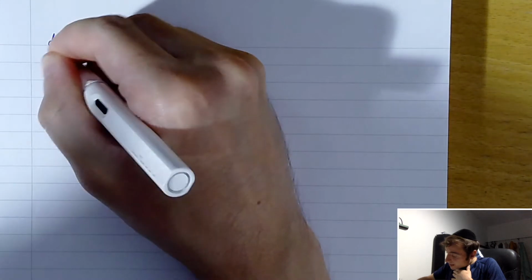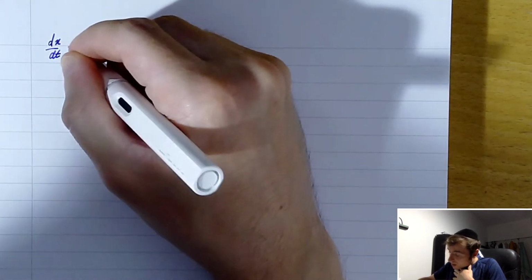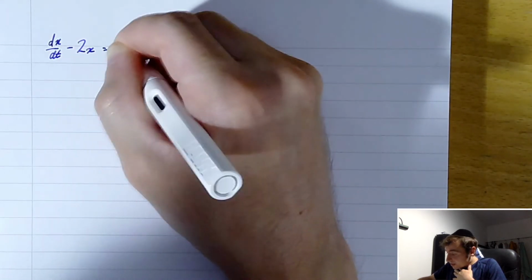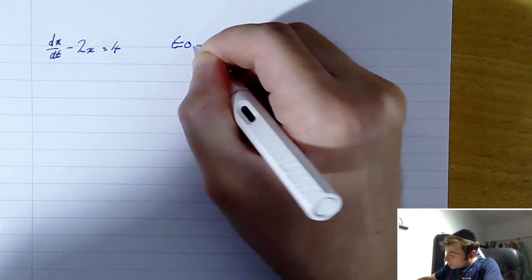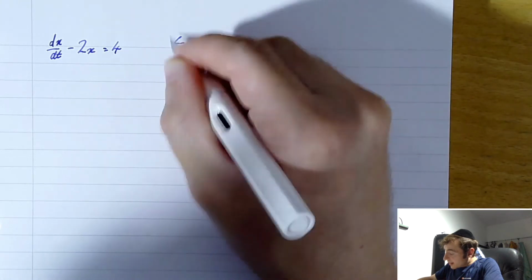So if we do, say, dx by dt minus 2x equals 4, and what we'll do is set the initial condition: when t equals 0, x equals 1.